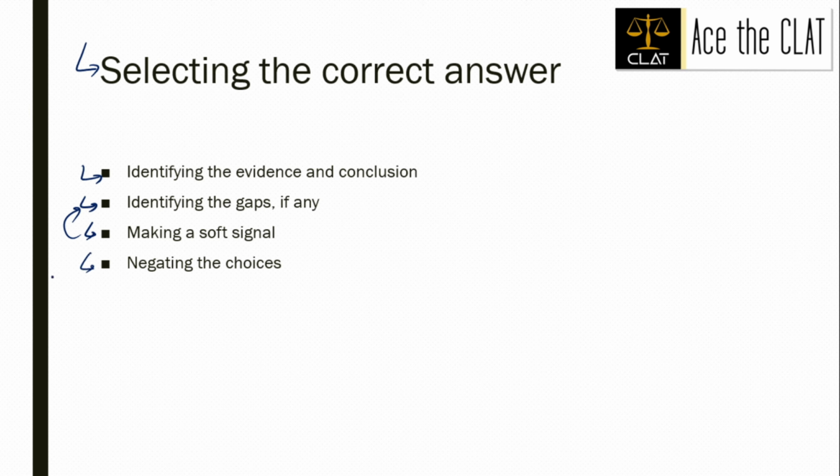Negating the choices is the fourth step and is probably the most reliable one. As we have already seen, the idea is that even after negating the option, if the argument does not hold, our answer is correct. And conversely, if the argument does hold even after negating the choice, our answer is not correct. Okay, so that's how you select the correct answer.